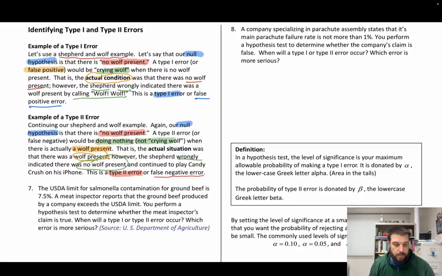All right, so let's look at an example here. Number 7: the USDA limit for salmonella contamination for ground beef is 7.5%. A meat inspector reports that ground beef produced by a company exceeds the USDA limit. You perform a hypothesis test to determine whether the meat inspector's claim is true. When will a type 1 or type 2 error occur? Which error is more serious?